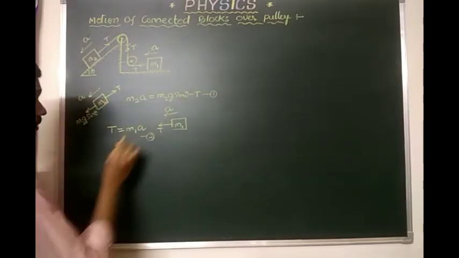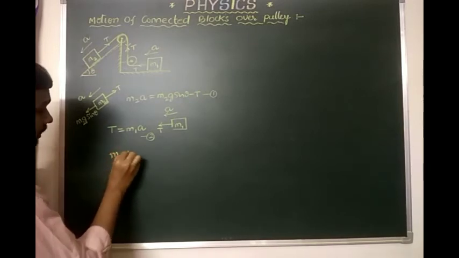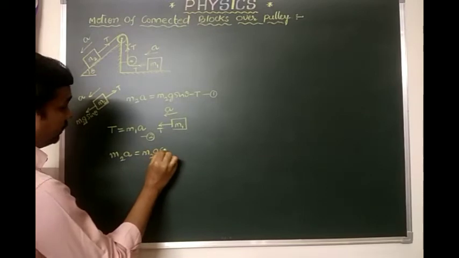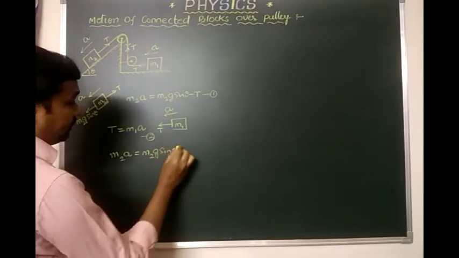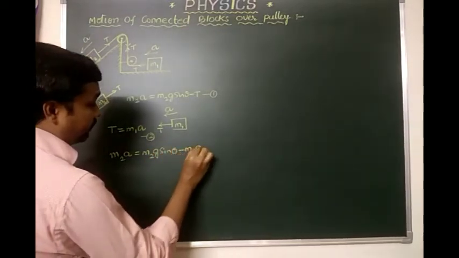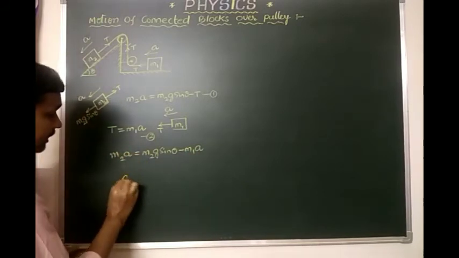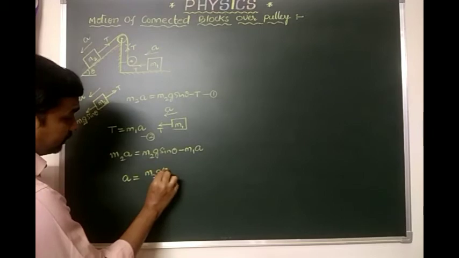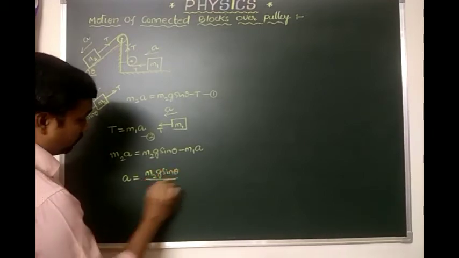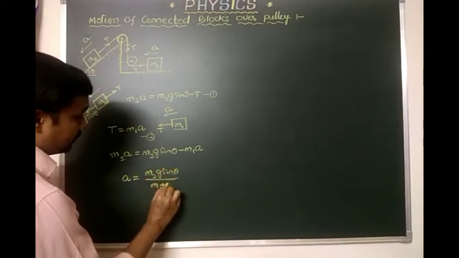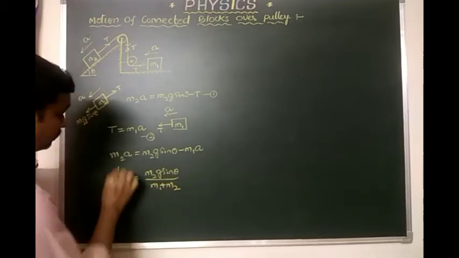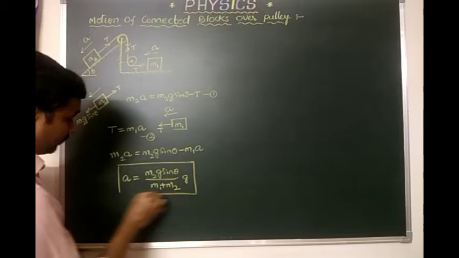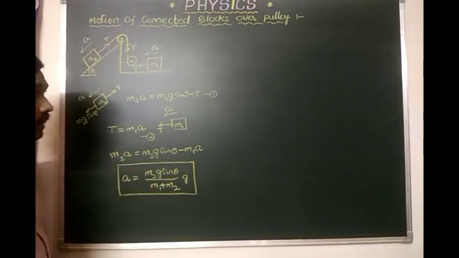Substituting this in the formula, so M2A is equals to M2G sin theta minus M1A. Bring it left so that we will get the acceleration formula. A is equals to M2G sin theta by M1 plus M2 into G. This is the formula for acceleration.